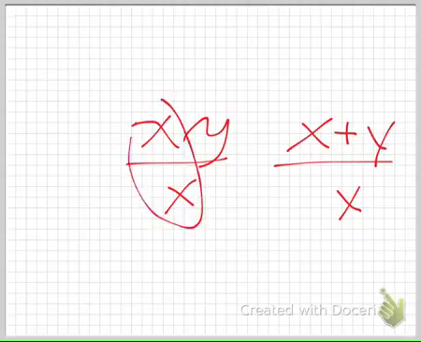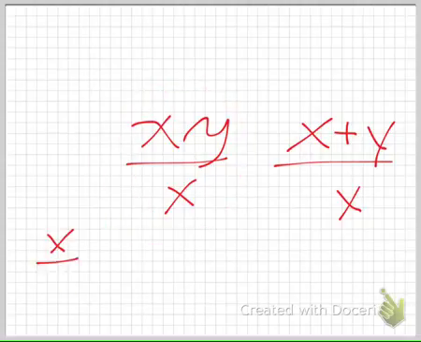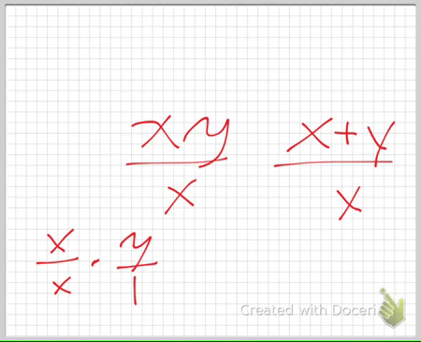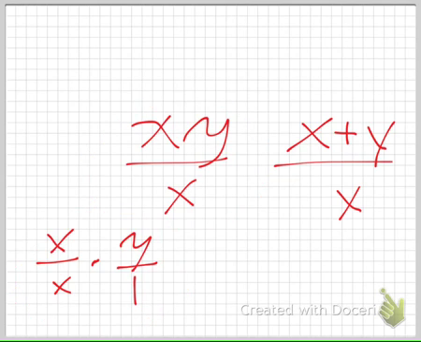I'm allowed to do this because let's break this thing apart. This is x over x times y over 1. Do you agree that those two are the exact same? They are the exact same, right? That's why I can reduce them. They're gone.